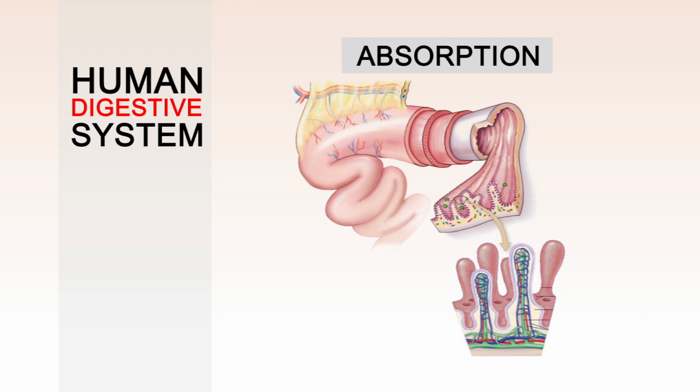The walls of the small intestine have several small hair-like projections called the villi. A network of small and thin blood vessels is wrapped around the villi. The digested food is then passed into the blood vessels and this process is called absorption. Thus, the villi provide maximum surface area for absorption of the digested food.